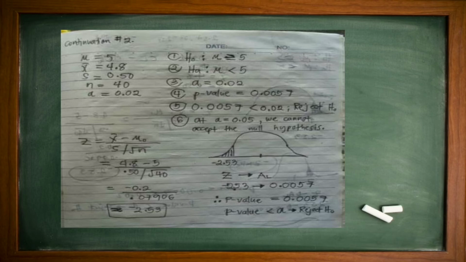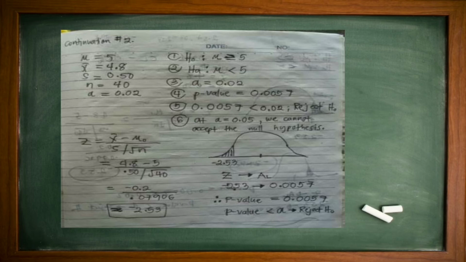And then negative 0.2 divided by 0.07906 is equal to negative 2.53. So yan po yung ating final answer. And then kung makikita nyo po, meron po tayo ulit normal distribution curve. Since less than yung ginamit natin sa ating alternative hypothesis, automatically yung shaded region po natin, or yung rejection region, is nasa left side po.